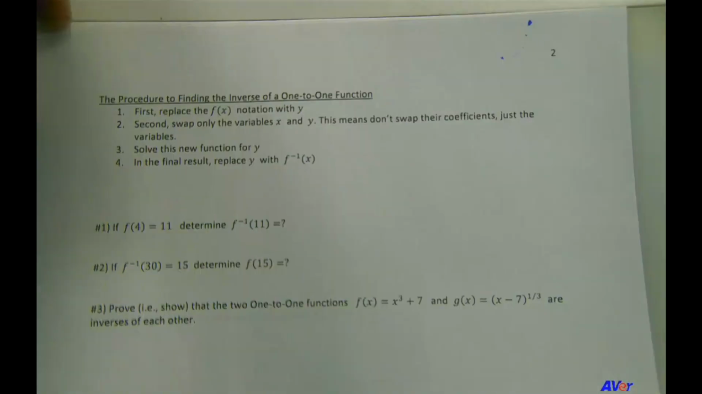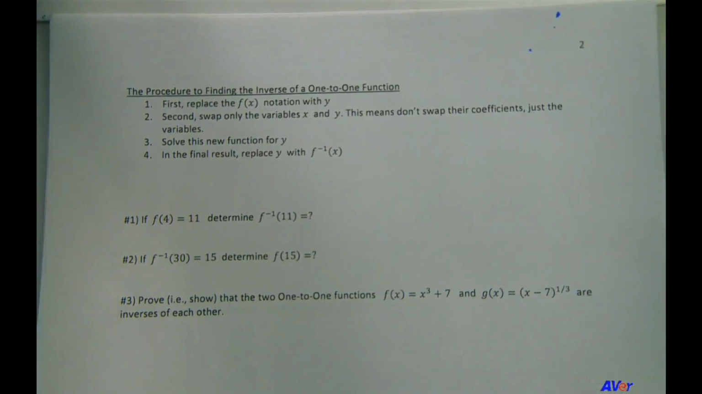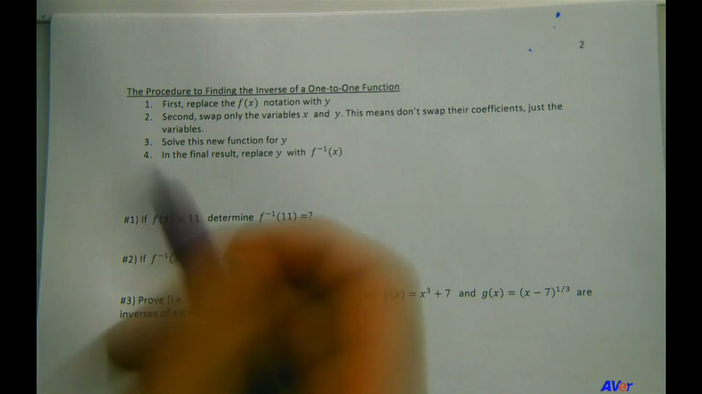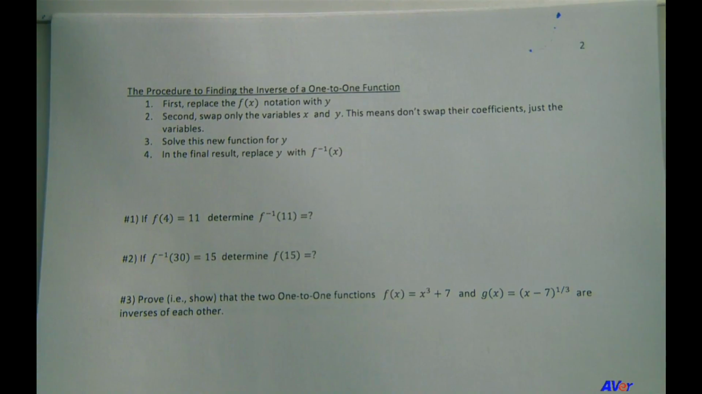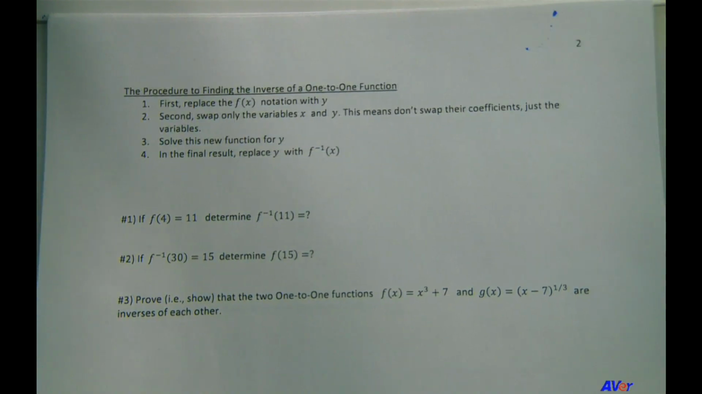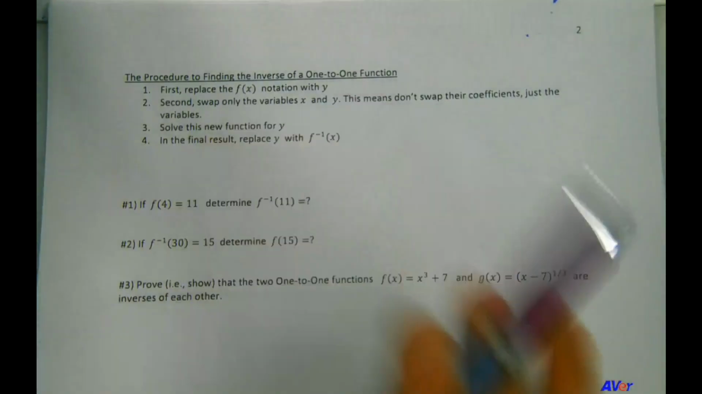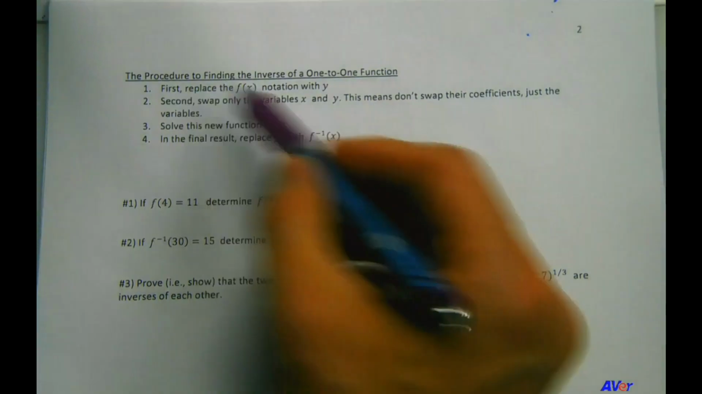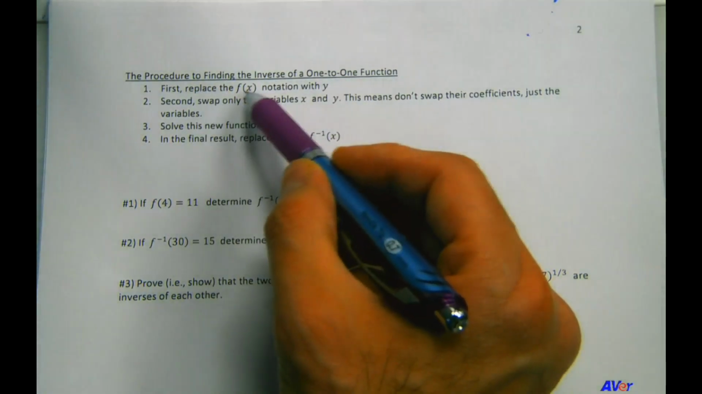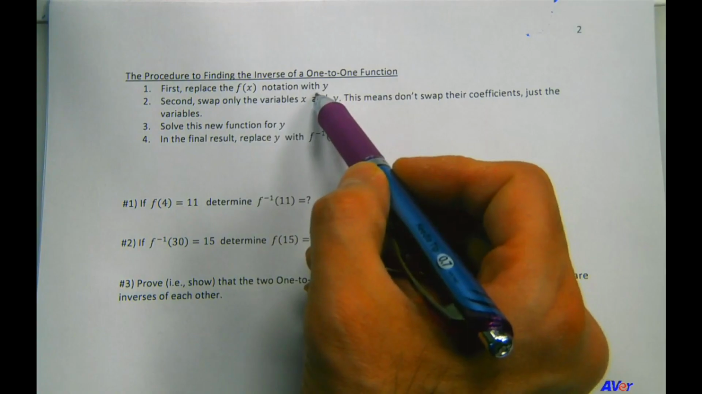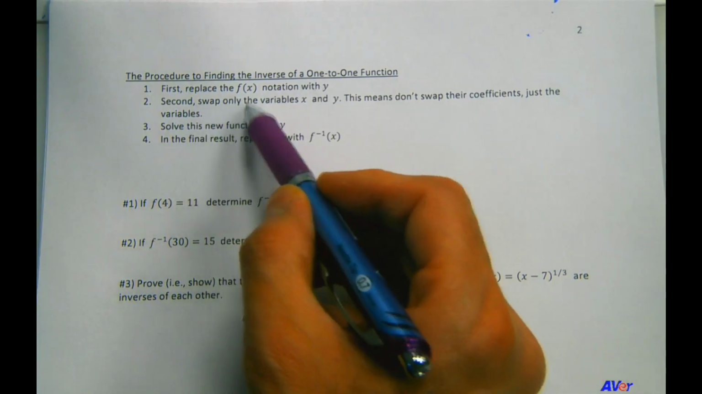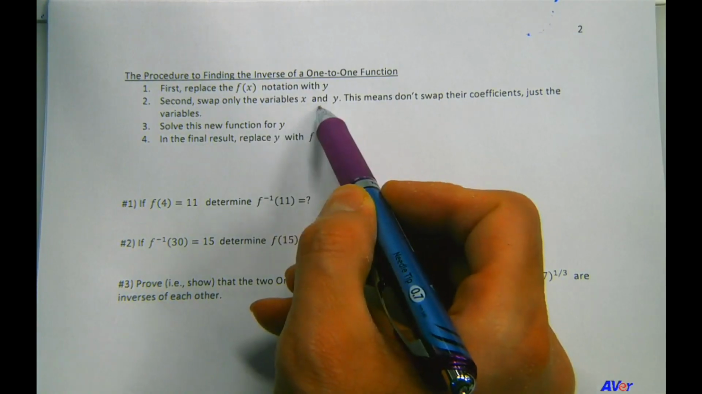Okay, so how do we find the inverse? Once we know a function is a one-to-one function, then we know it has an inverse. Then how do we find its inverse? Well, it's very, very procedural. As a matter of fact, everything we do in this class, I'd say at least 98% of it, is very, very procedural. So the procedure for finding the inverse is, first, replace the function notation f of x with y. Okay? Then second, swap only the variables x and y in the equation you have.